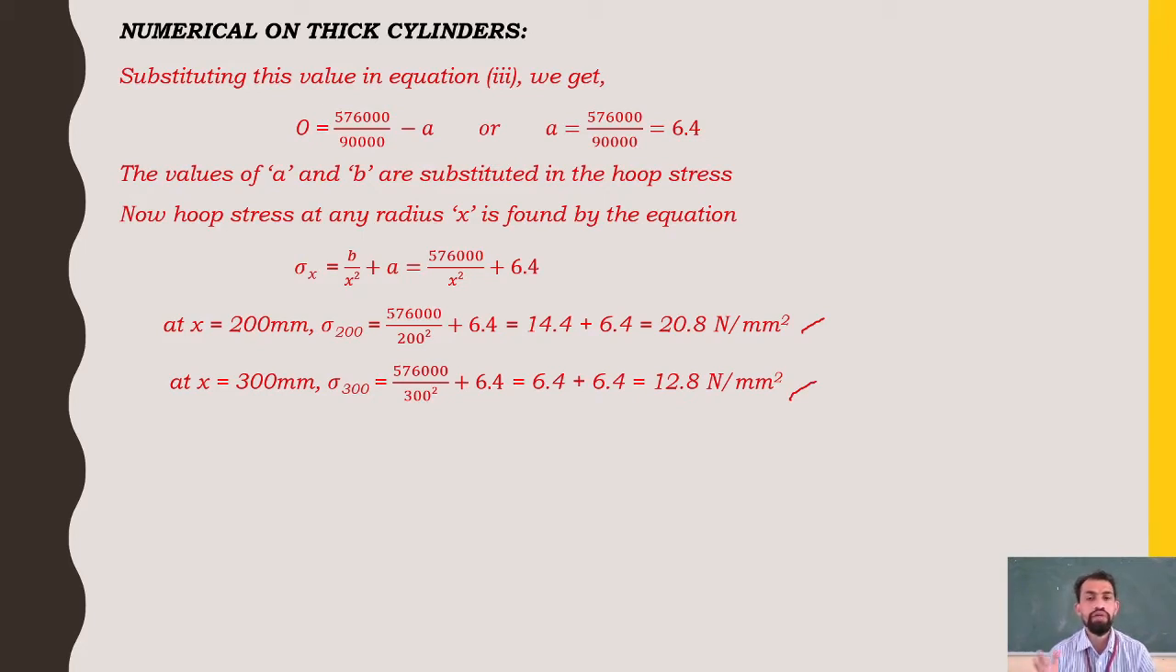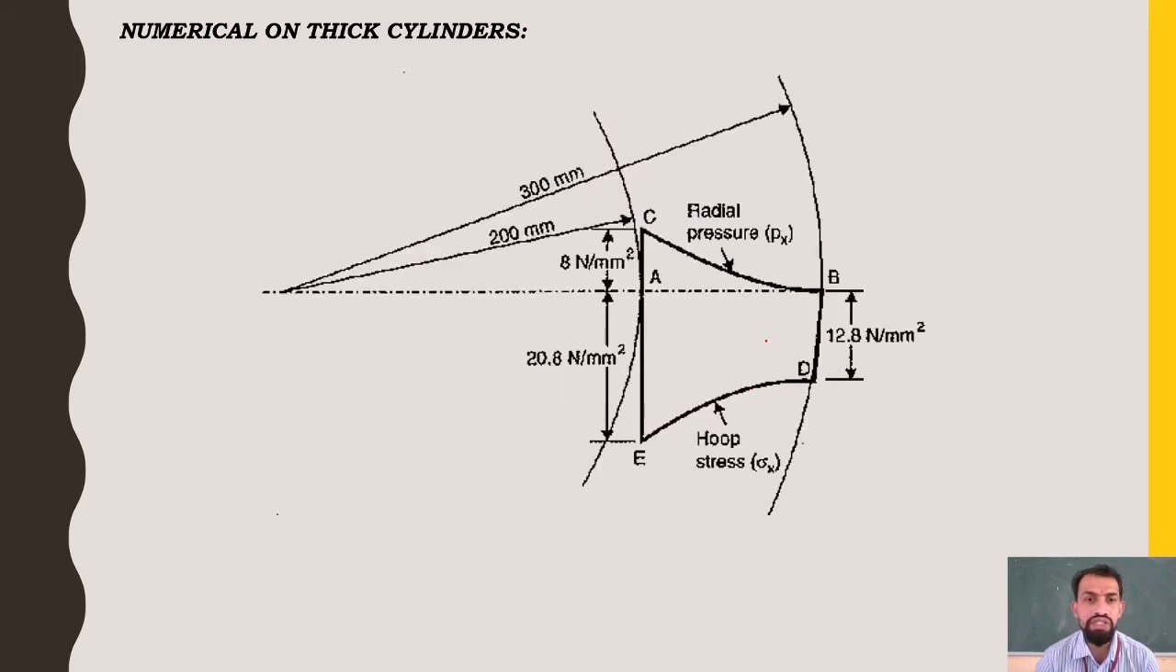So here we are able to see that the hoop stresses are easily found by these values. The radial pressures are already given, such as 8 Newton per mm square and 0. Now we have determined the hoop stress acting in this numerical, which is 20.8 and 12.8. Now going for the sketching of these values. This is the sketching of values. We can see this is the internal radius 200 mm, external radius 300 mm.